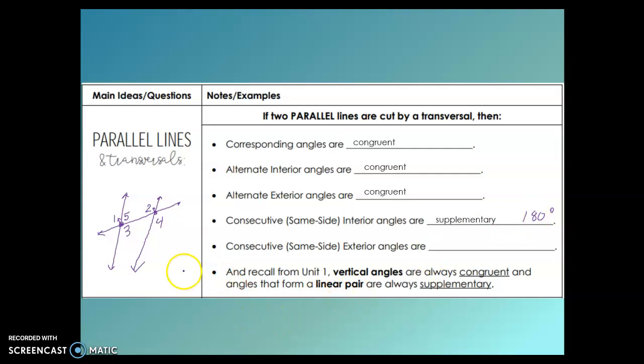Consecutive same side exterior angles, let's make this like 1 and 6. If you take a look at it, this is obtuse, this is acute, and if you're guessing, is it also supplementary? You are correct. They are also supplementary.